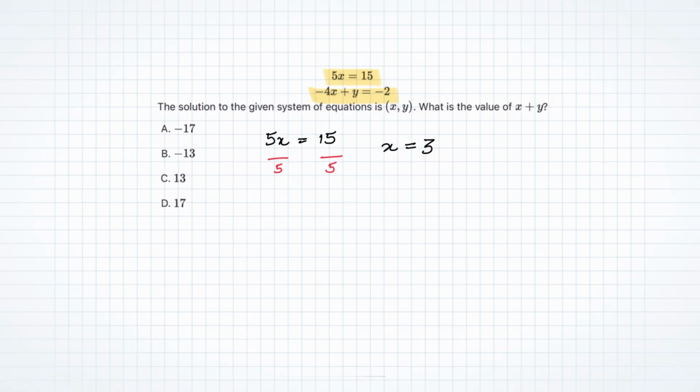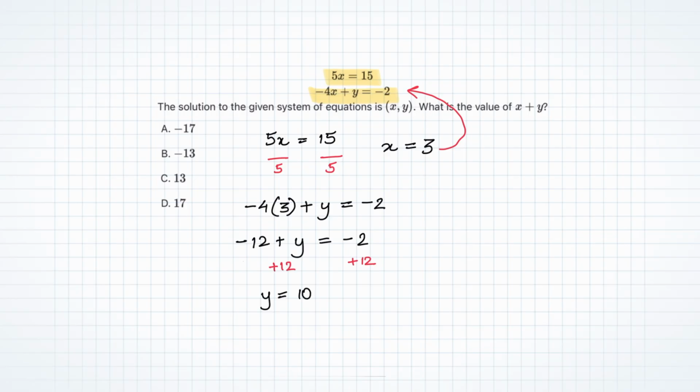Now we plug x equals 3 into the second equation. Negative 4 times 3 plus y equals negative 2. That becomes negative 12 plus y equals negative 2. Now to isolate y, add 12 to both sides. So y equals 10. Now they have asked find x plus y. That's 3 plus 10, which equals 13. So the value of x plus y is 13. The correct answer is option C. These types of questions can appear in your SAT test.